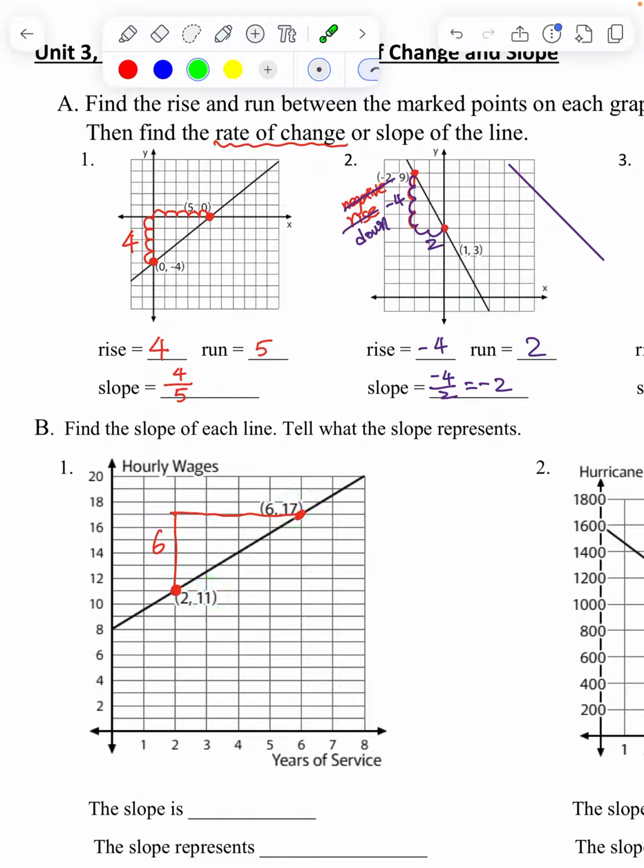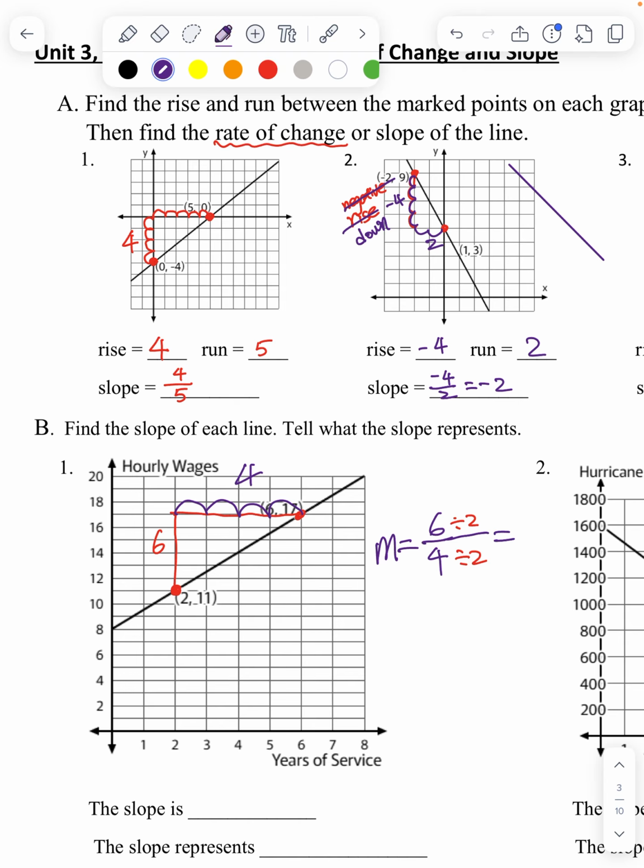Okay, let's do the run. Let's check the run. 1 box, 2, 3, 4. So this is 4. The slope is rise over run. So I'm going to write here: rise is 6, run is 4. Rise over run. But I can reduce the fraction because both top and bottom can be divided by 2.